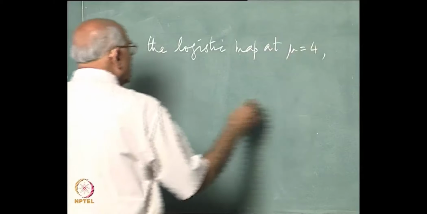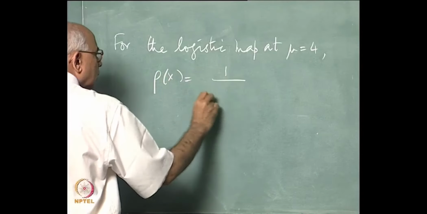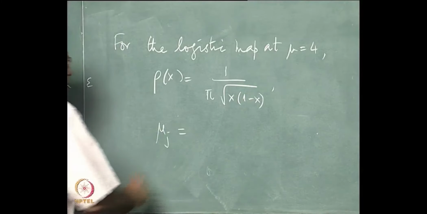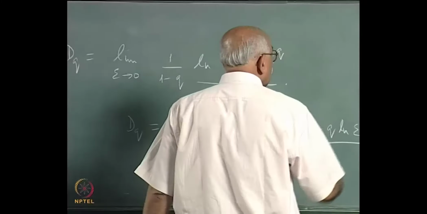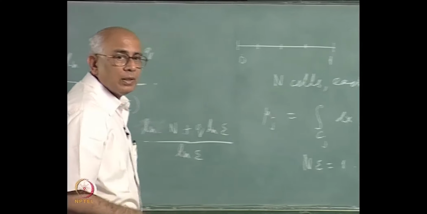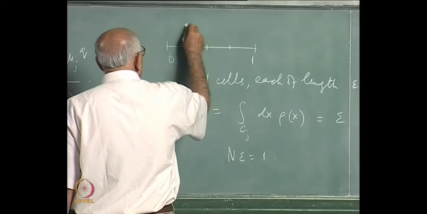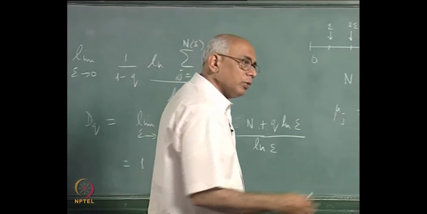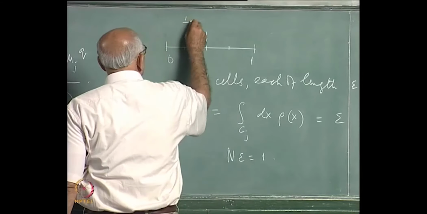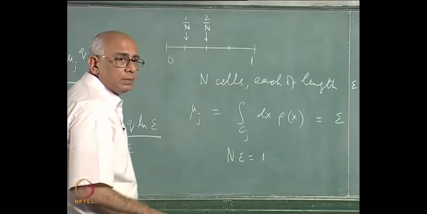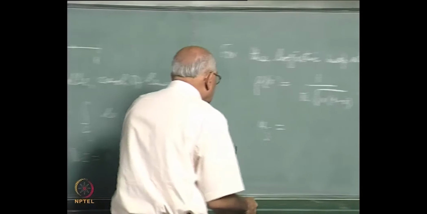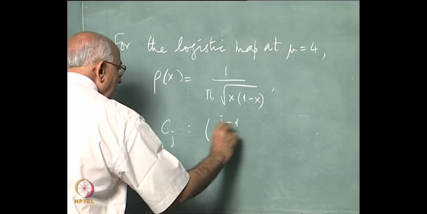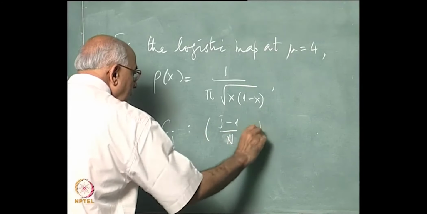at mu equal to 4, we know that rho of x equal to 1 over pi times square root of x into 1 minus x, and then what would mu j be? What would mu j be if I took the unit interval and broke it up into equal parts of size epsilon each? So this number is epsilon, this number is 2 epsilon, and so on. Or if you like, I break it up into n cells, this is the same as 1 over n, 2 over n, etc. So the mu j cell, the cell Cj, is the interval between j minus 1 over n and j over n.